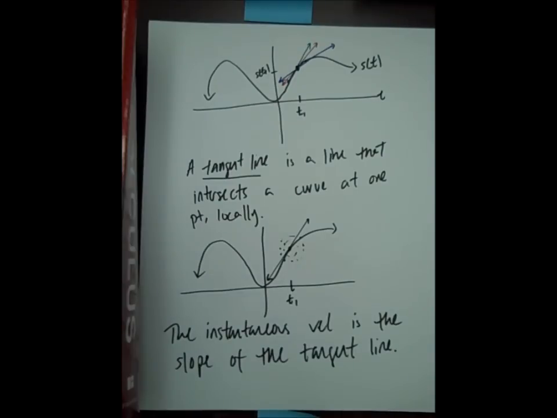So average velocity, that's the slope of a secant line if you connect the 2 points. Instantaneous velocity is the slope of the tangent line at a point. So that's how you can graphically think of these.